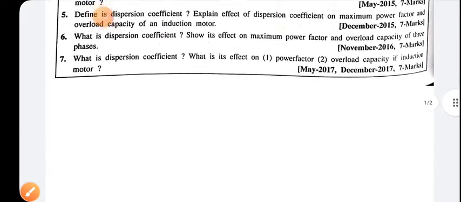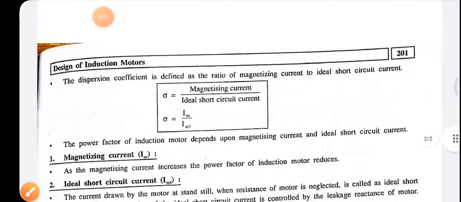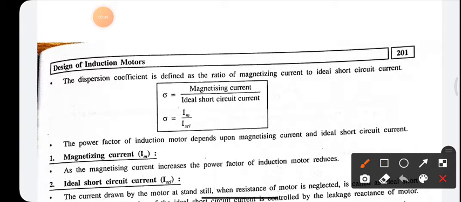First of all, what is dispersion coefficient? Dispersion coefficient is nothing but the ratio of magnetizing current and the ideal short circuit current, that is sigma is equal to Im upon ISCI, that is short circuit current.